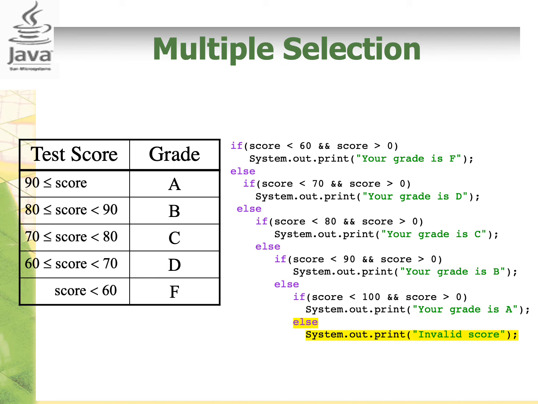In multiple if-else, we can use the last else to deal with other unexpected values. For example, maybe displaying a message that says invalid score. This is more useful than nothing being displayed on the screen when the user enters minus 100.